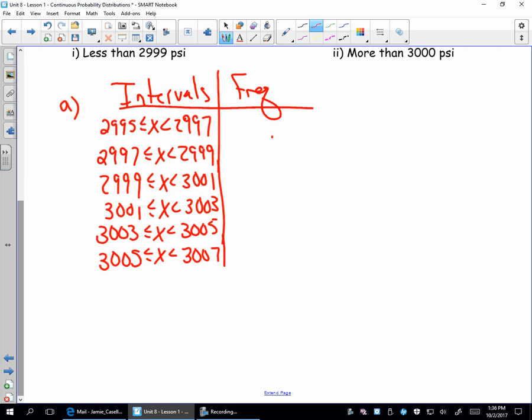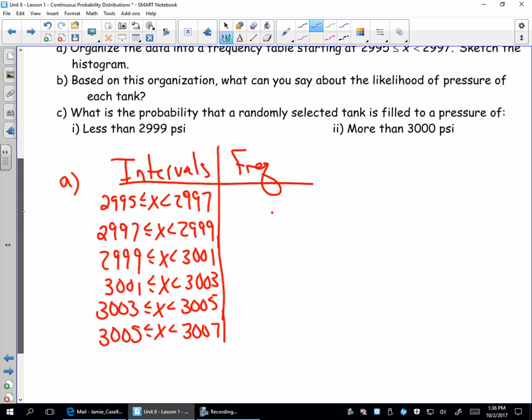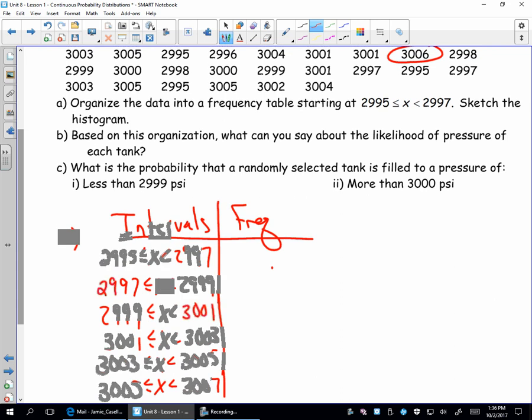Okay, now, I don't have the graphing calculator for this. We can do this by hand pretty quickly. Let's find all the ones between 2095 and 97. So basically 95 and 96. So 1, 2, 3, 4. There's 4 of them. 97 and 98. There is 1, 2, 3, 4. 4 of those. 99s and 3000s. 1, 2, 3.